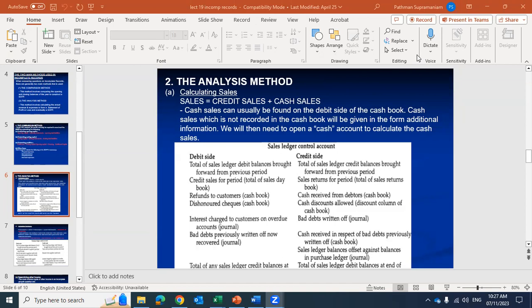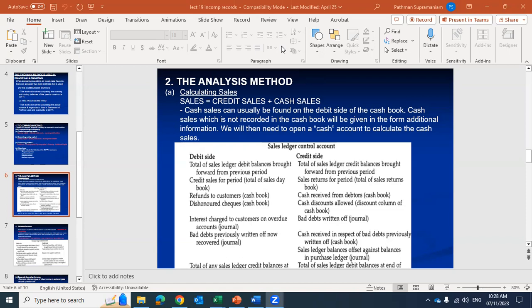Okay, so in this video, we are going to look at the analysis method of incomplete records. Under the analysis method, we are able to prepare the SOPL, the statement of profit or loss, and the statement of financial position, because we now have enough information to calculate the correct combination of revenue against expense to give you the profit answer.